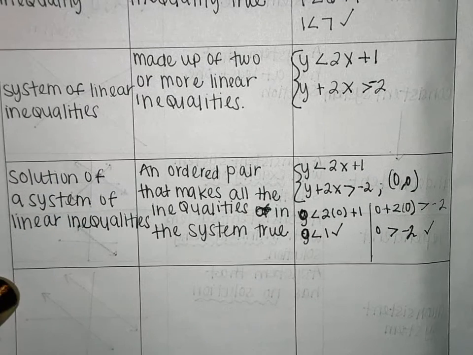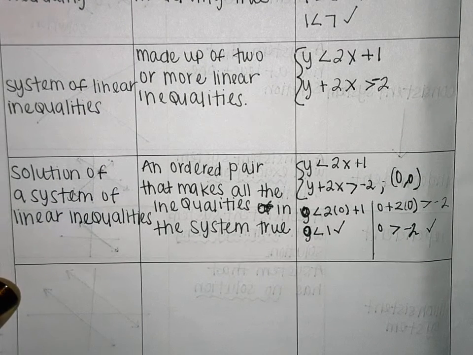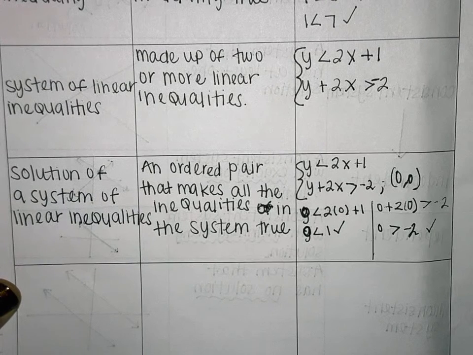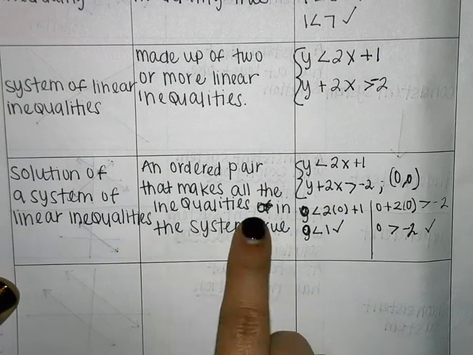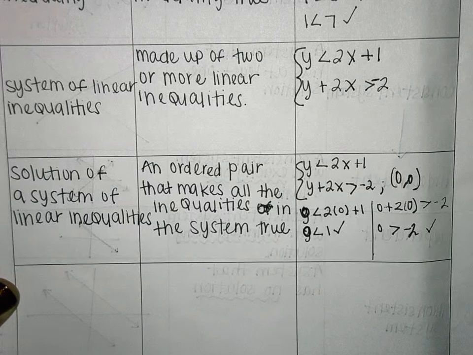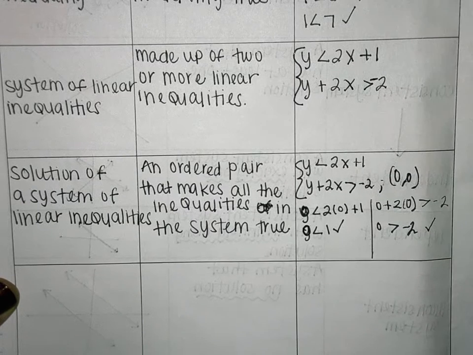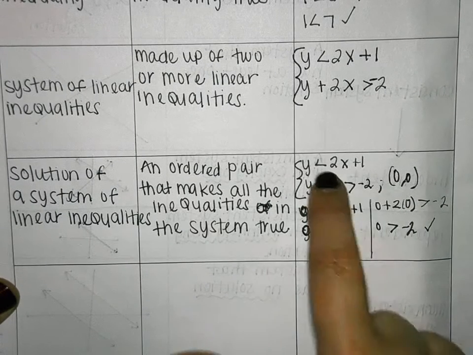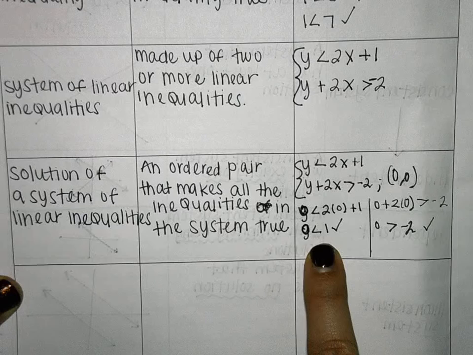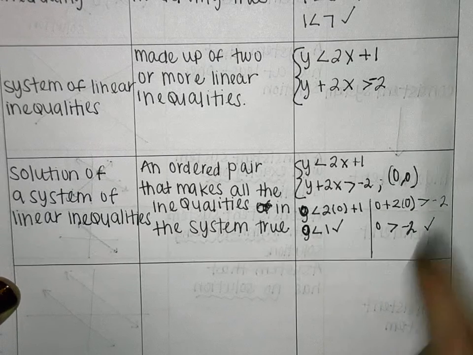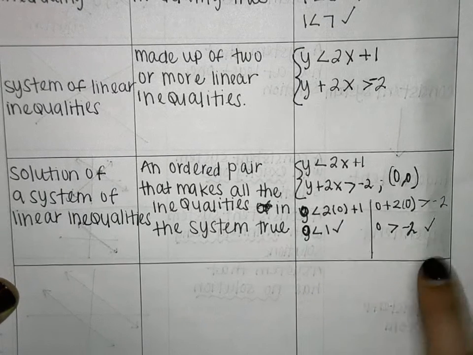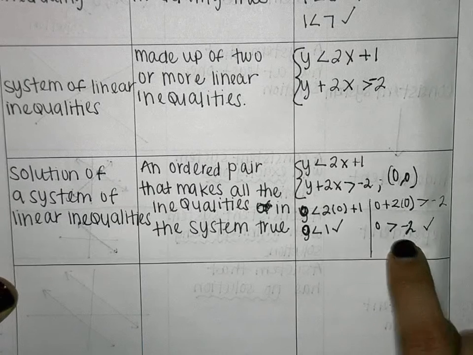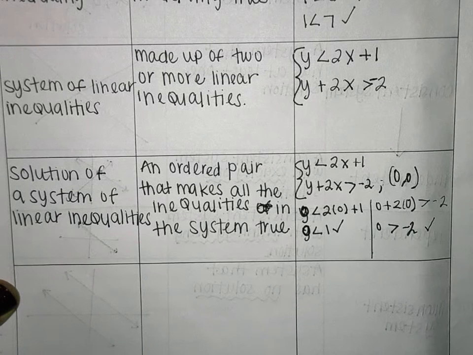The second definition is a solution of a system of linear inequalities, and that is an ordered pair that makes all the inequalities in the system true. So for that system that we used in the previous example, 0, 0 could be a solution because when I plug it into the first inequality, I get 0 less than 1, which is true. And when I plug it into the second inequality, I get 0 greater than negative 2, which is also true. So 0, 0 is a solution to that system.